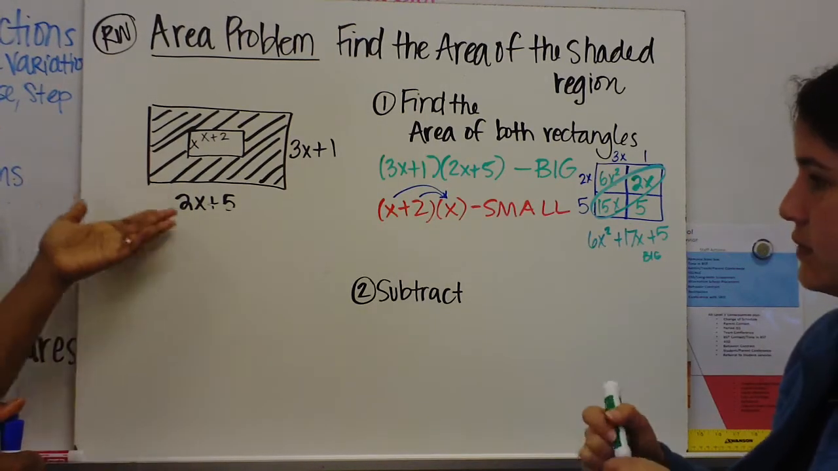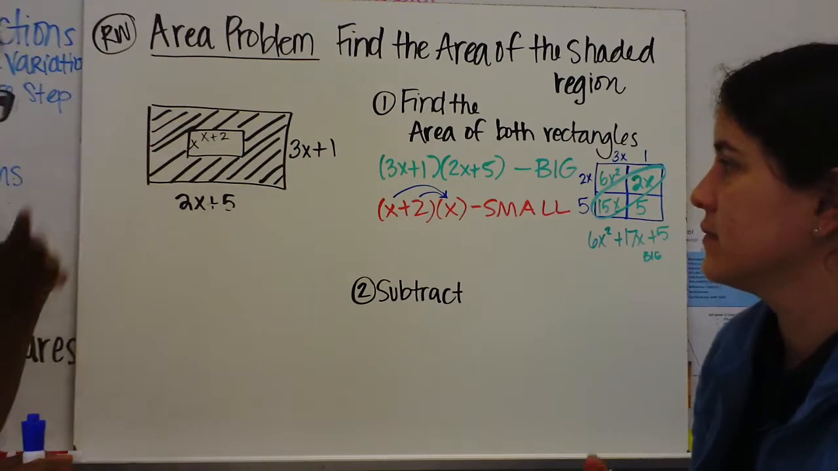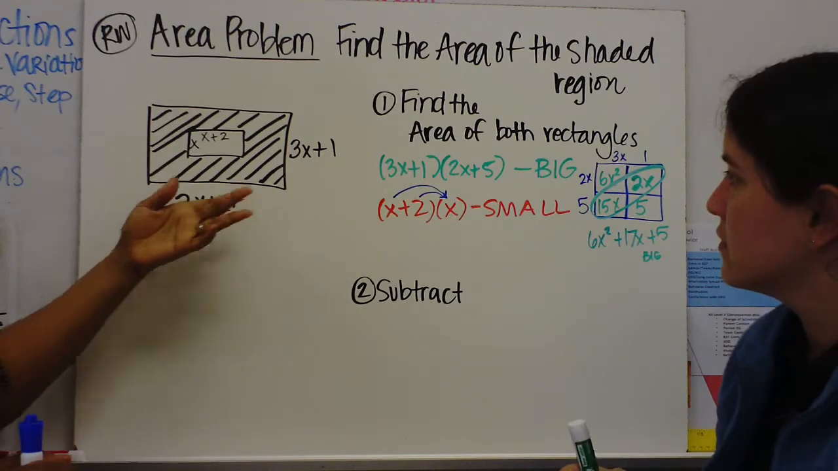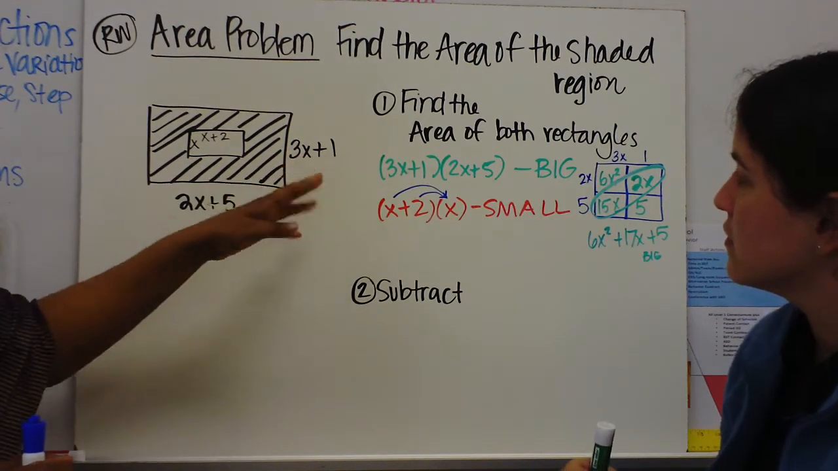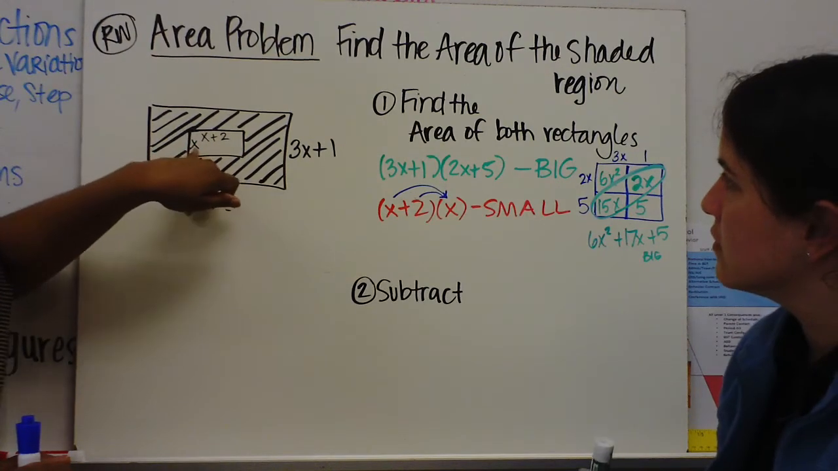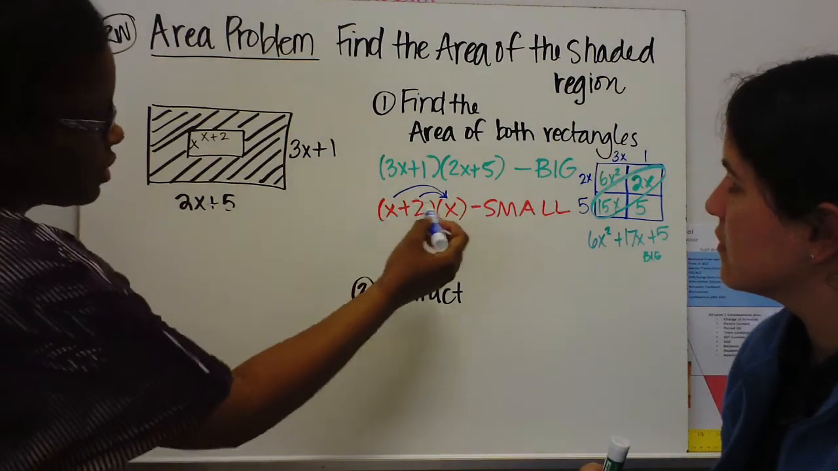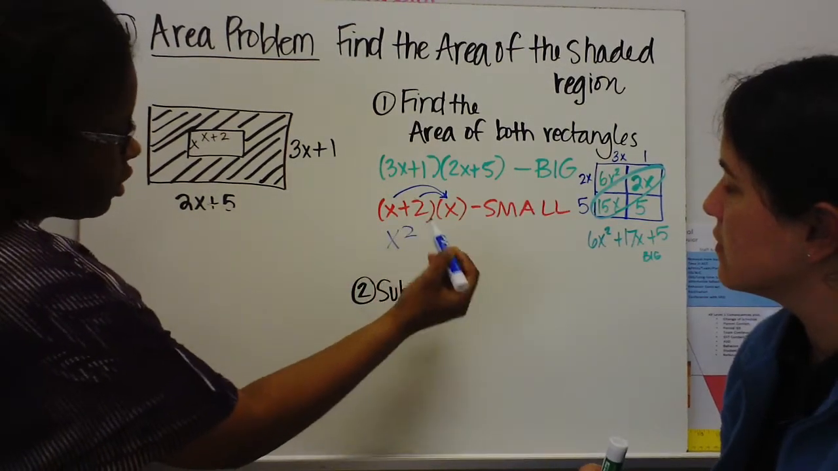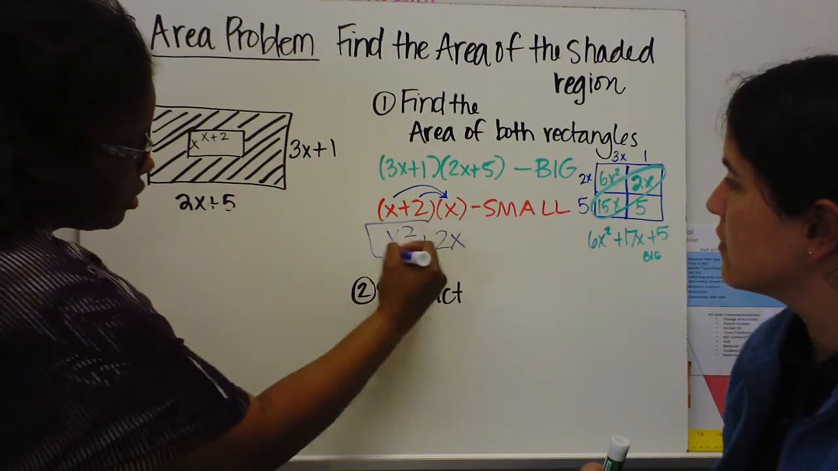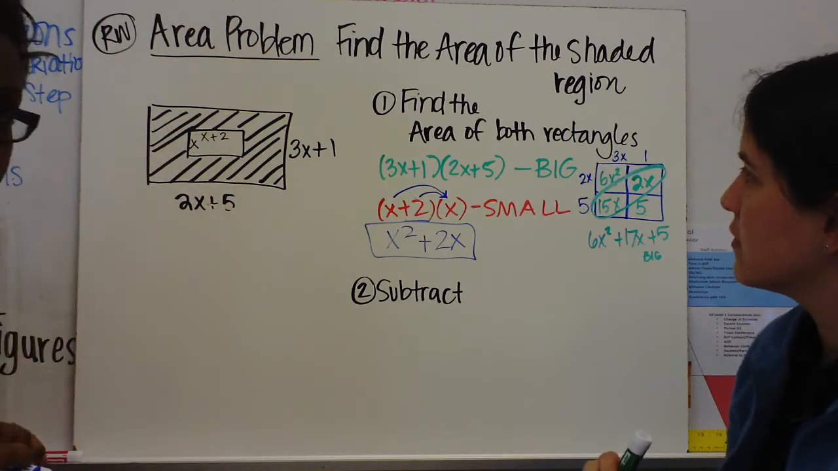Just remember that the reason why she's multiplying is because we're finding the area, and area is length times width. So your length is 2x plus 5, your width is 3x plus 1 for the big, and then I'm going to do length times width, x plus 2 times the width of x for the small. Distribute, x times x is x squared, and then 2 times x is 2x. There's nothing to combine, so that's the area of this small rectangle.